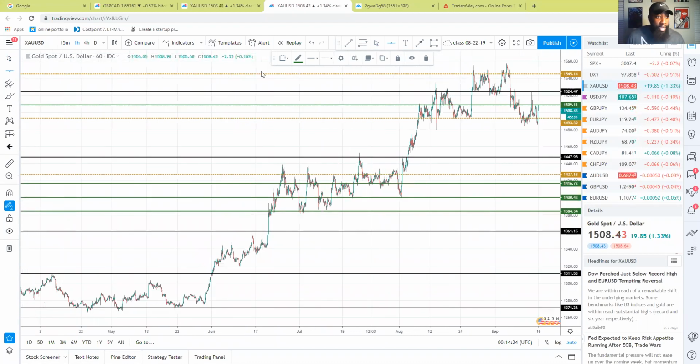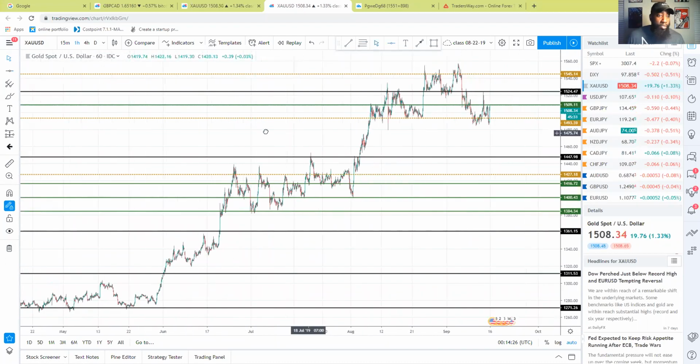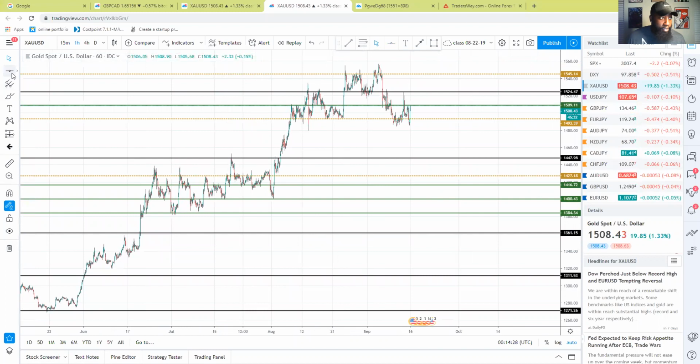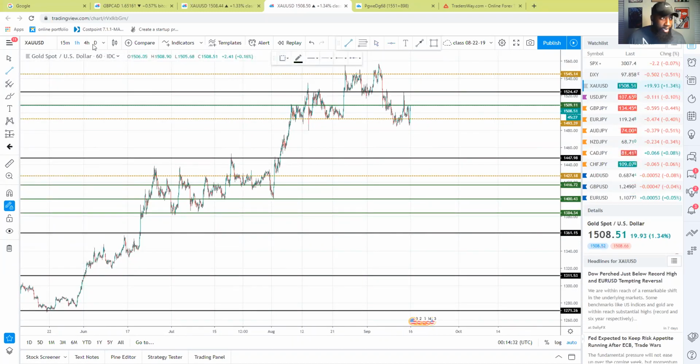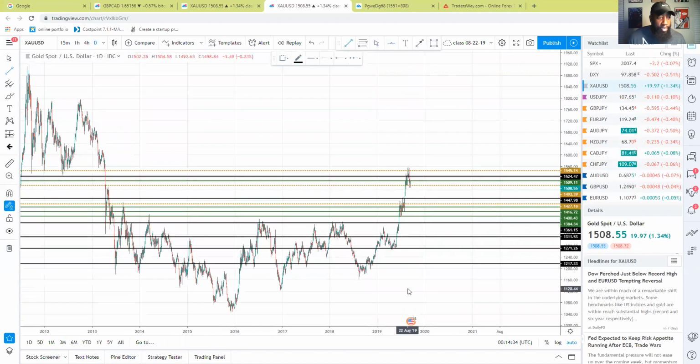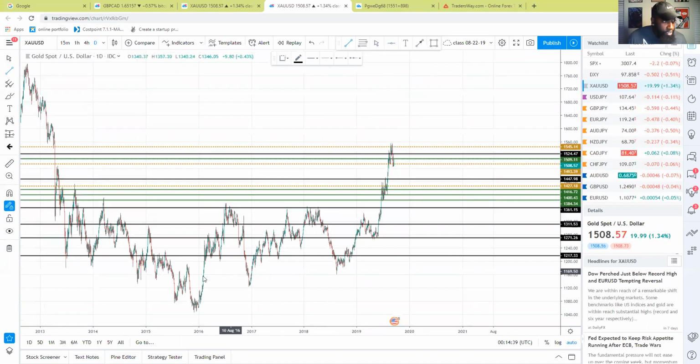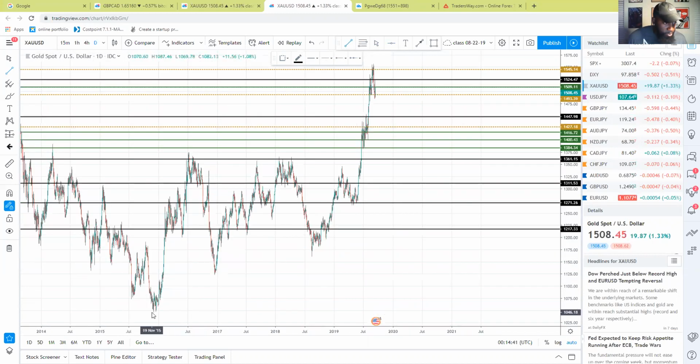So the diagonal trend lines is what I do when I come on here. I'm gonna grab my trend line tool. I usually start from my daily. And all I'm doing is looking for a low point and a high point. And I'm looking for my low point. This is something you kind of have to eyeball.